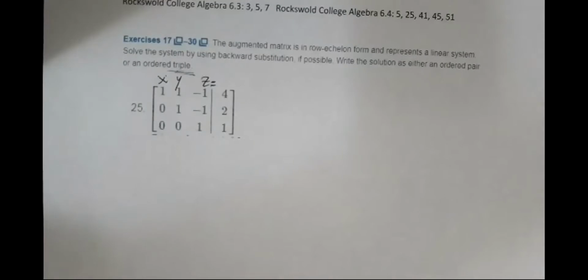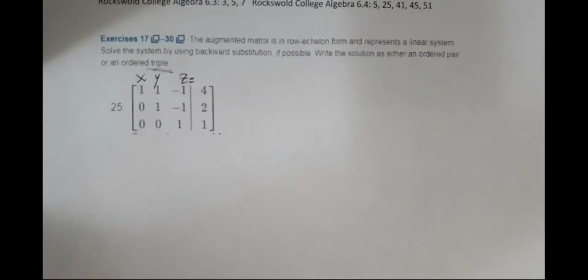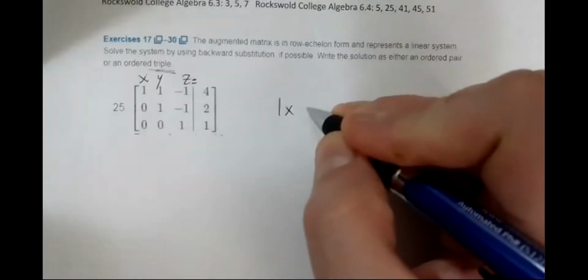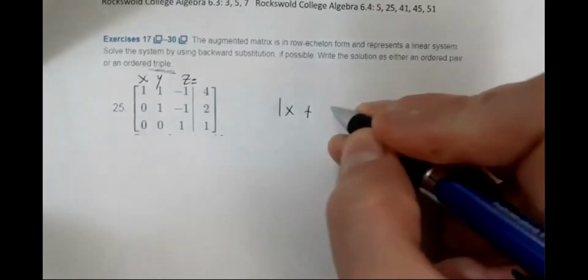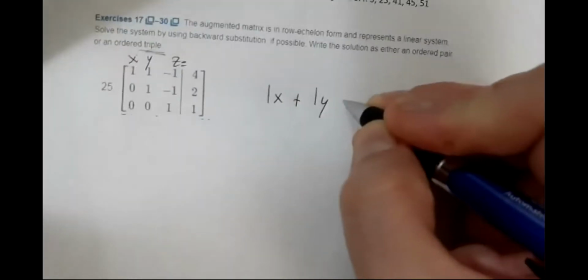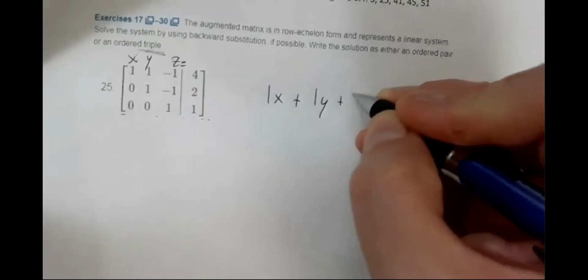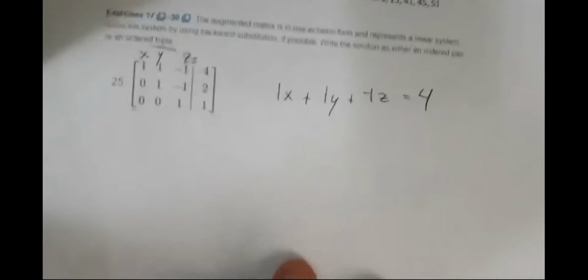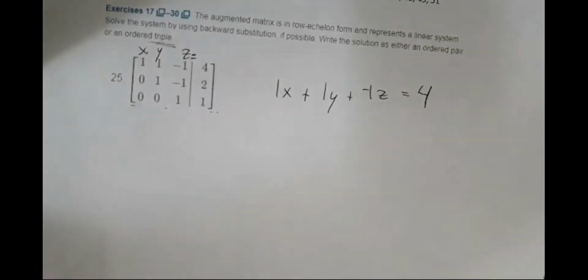Oh, so it's that way. Never mind. So it's 1x plus 1y plus minus 1z equals 4. That's it. You don't do anything else? No, that's it. That's the first equation we're getting off of there.